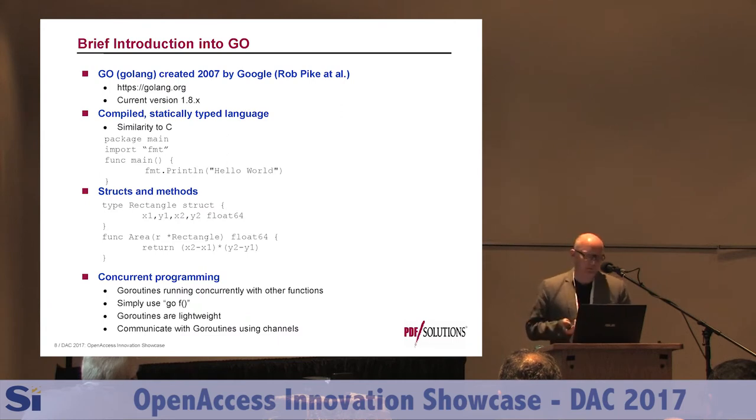Concurrent programming, as mentioned before: Go was built with concurrency in mind. To write something concurrent in Go, the only thing you have to do is write "go" and then your function. That pushes it off, and according to Google, these goroutines are super lightweight, so there's almost no overhead.